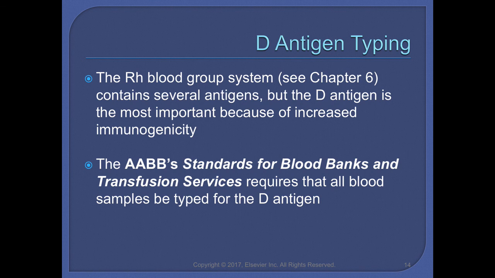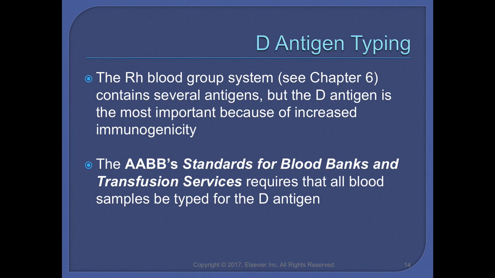So we've already talked about the Rh blood group system in chapter 6, and we already know that the D antigen is not the only antigen that is present in the Rh blood group system. In fact, we talked about the D antigen, the big C, the little c, the big E, and the little e antigen.